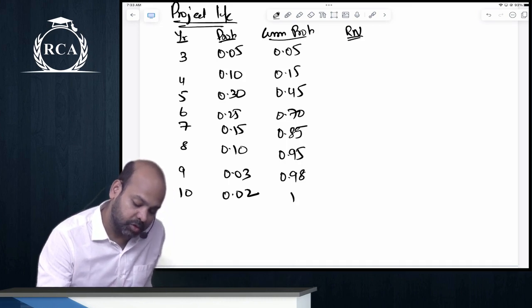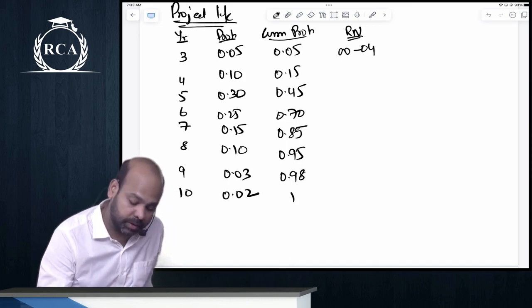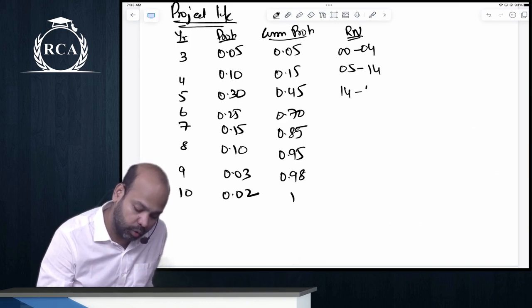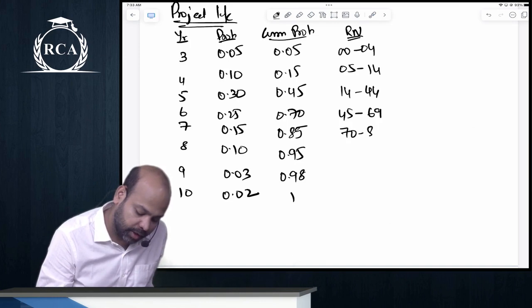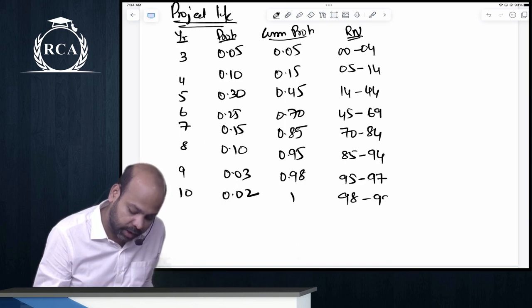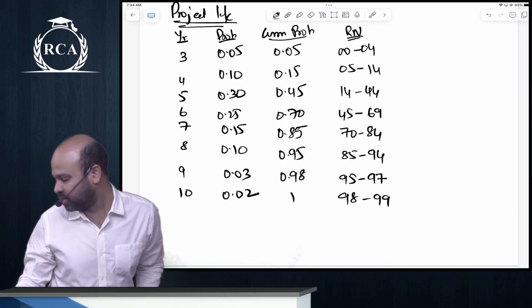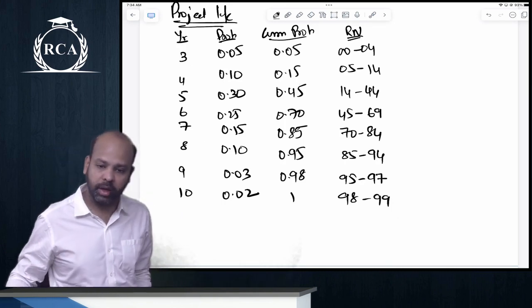The random numbers to be allocated, guys. 5 random numbers to the first one, 10 random numbers ending with 14, 14 to 44, 45 to 69, 70 to 84, 85 to 94, 95 to 97, 98 to 99. These are the random numbers that are to be allocated. Done with this?